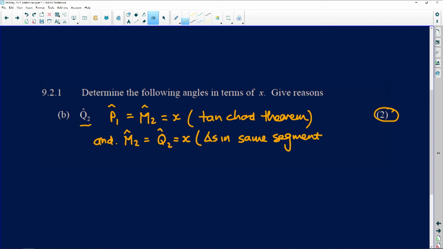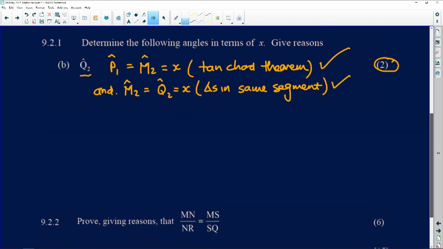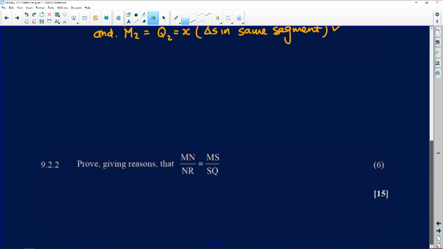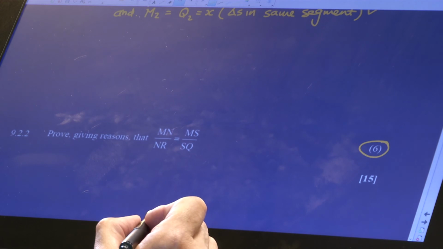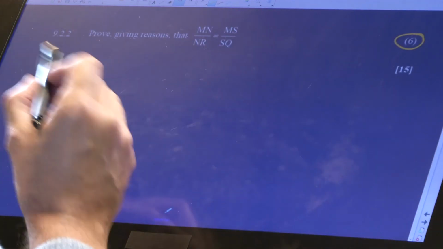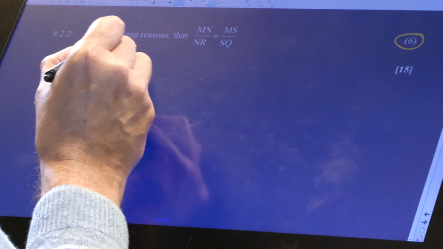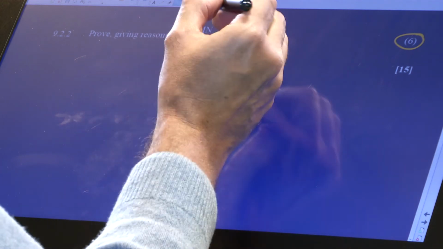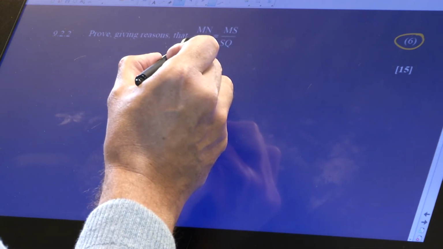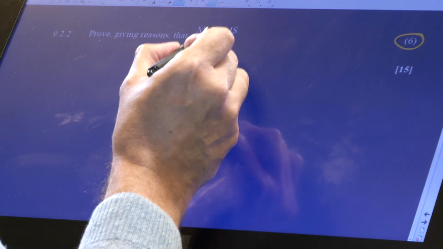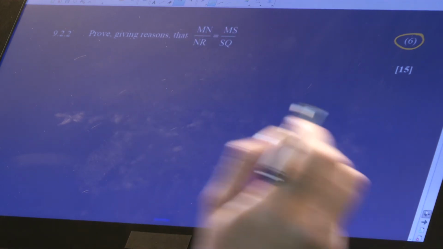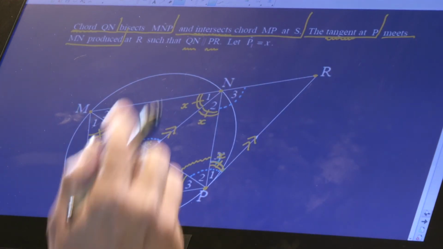So we're acknowledging two things. We're acknowledging where it's starting, and what happened after that in part B. Let's see what they want us to show in part C. And this is where the matric work comes in, folks. It is a 6-mark question. They're asking us to prove, giving reasons, that MN over NR is equal to MS over SQ. Now let's see where that lies.